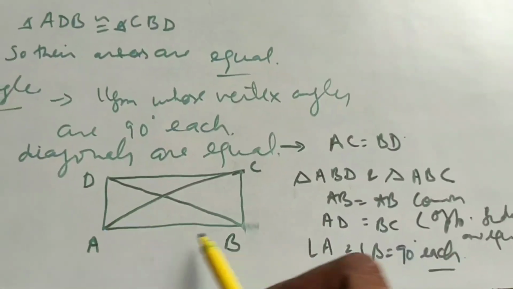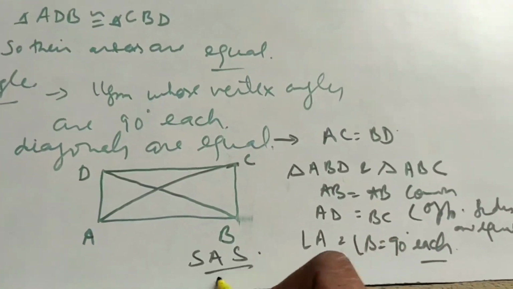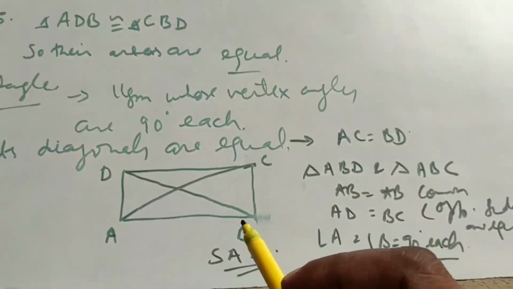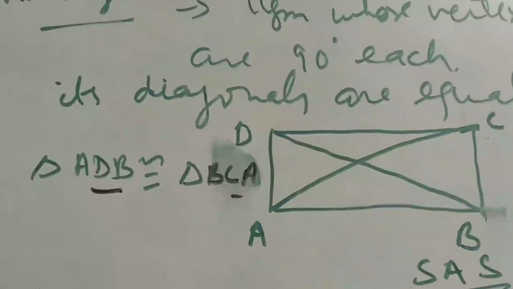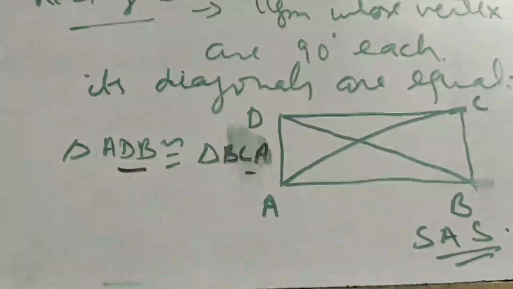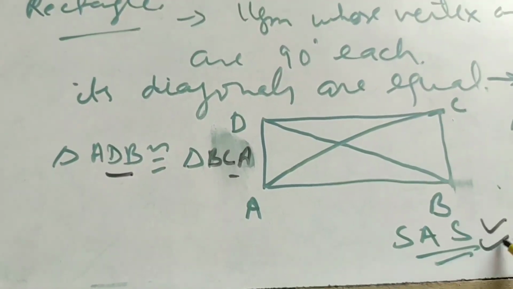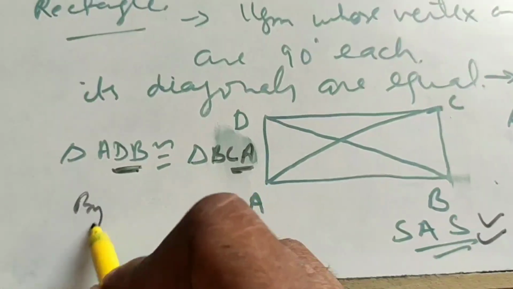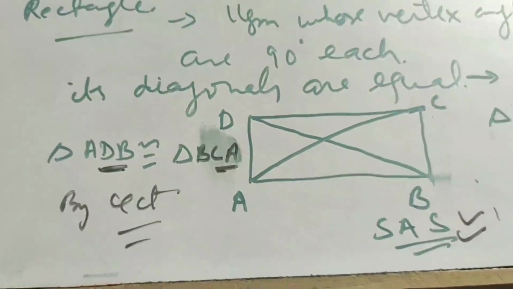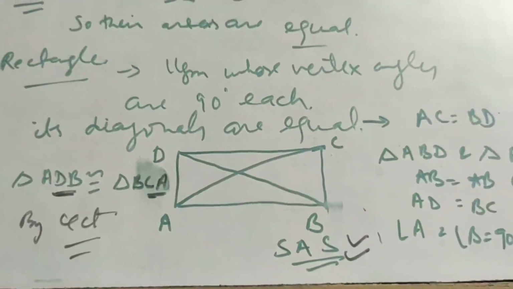So these two triangles will be congruent by side angle side, and we can clearly see that triangle ADB is congruent to triangle BCA by SAS. So we can clearly see that DB is equal to AC by CPCT. So the length of the diagonals in a rectangle is equal.